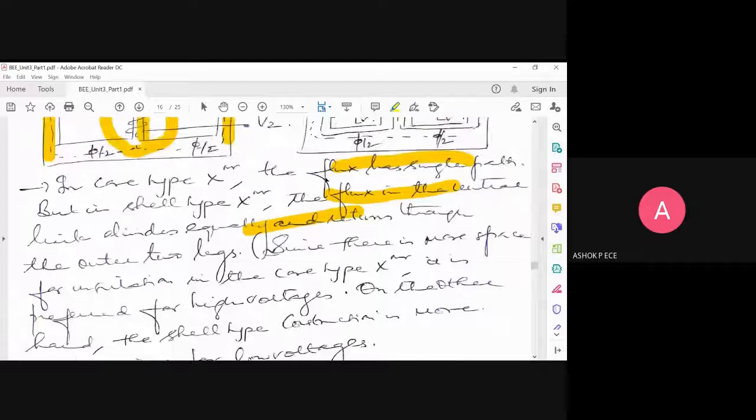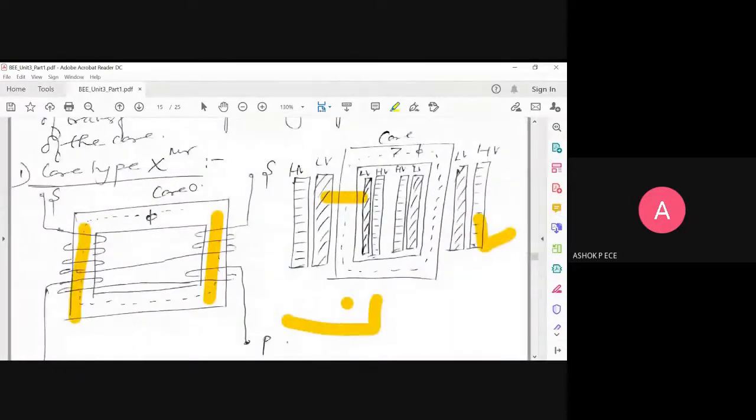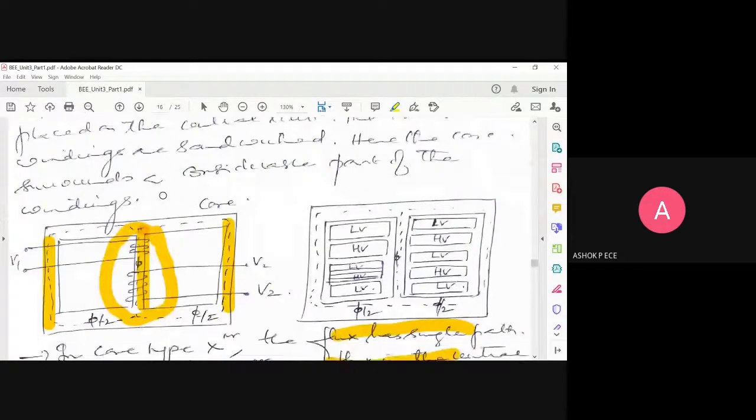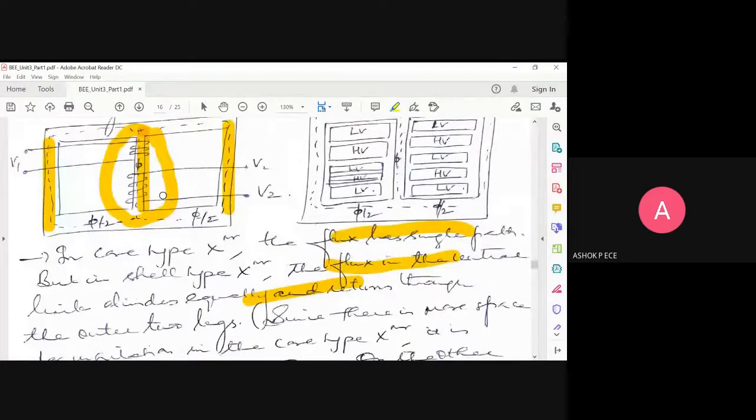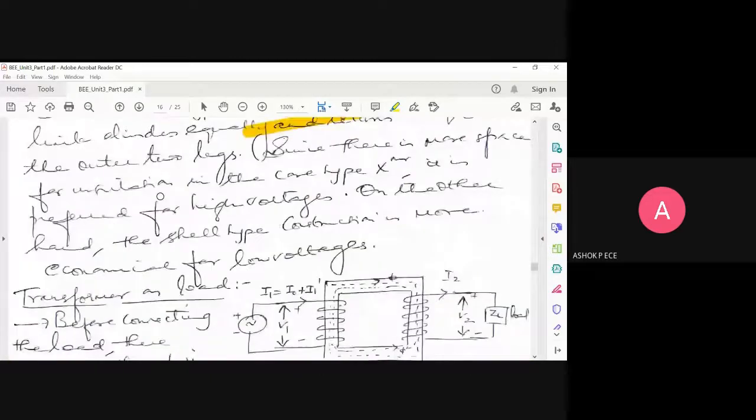High voltage requires more coupling, which is available in the core type transformer. Almost these two limbs are completely filled with the windings, correct? But in shell type, you have more space remaining, so I can use it for low voltages.